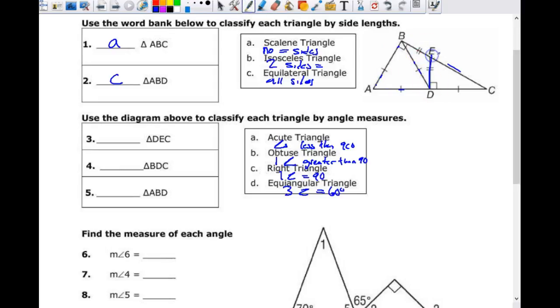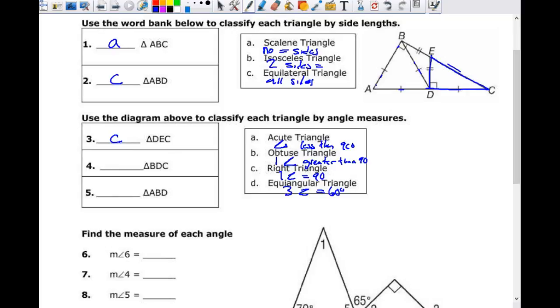D to E to C. This triangle. What's in that triangle? Do you have this little box? If you see this little box in your triangle, it is always a right triangle. That box means 90 degrees. That is your right triangle. DEC is a right triangle, which is C.